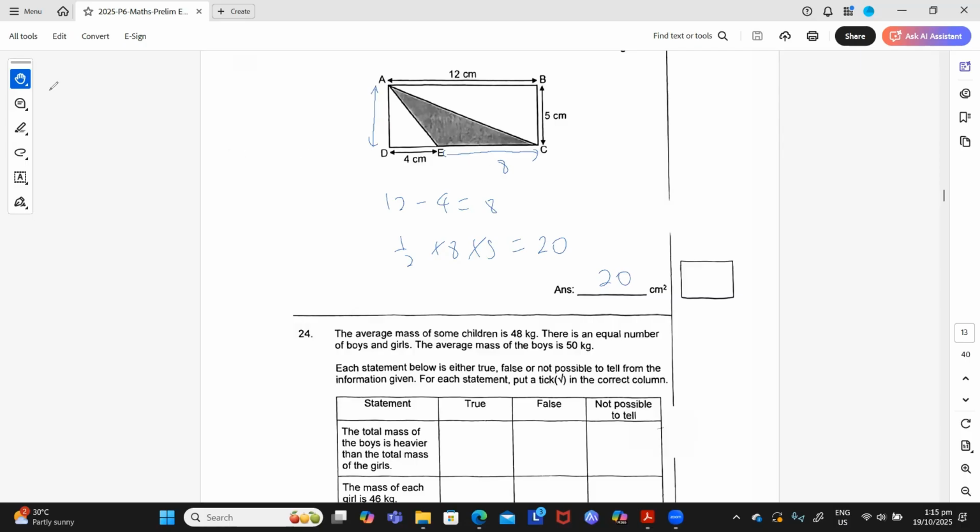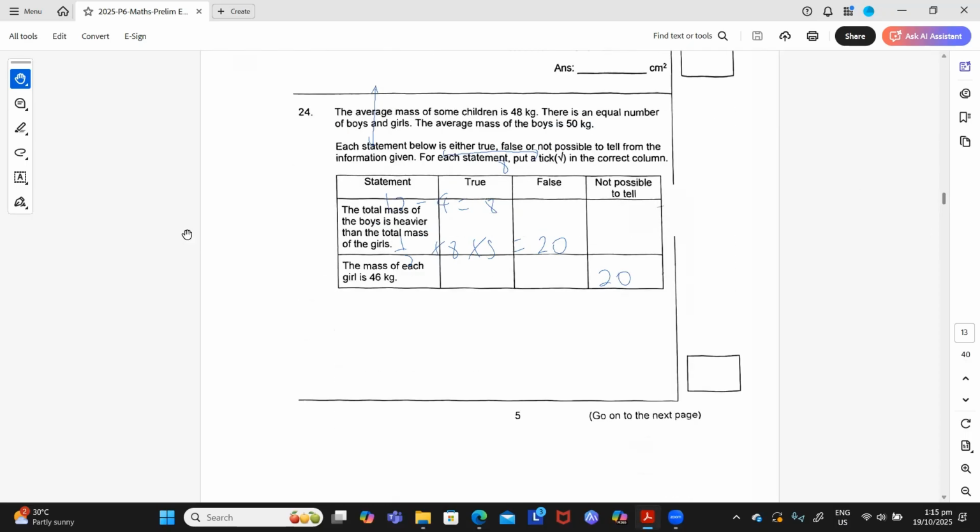Okay, now let's look at the next question, which is 24. So 24 is a bit of logical deduction. Now you read the question, it tells you that the total average is 48. Then when you divide the total into two groups, boys and girls, the average mass of the boys is 50 kg. So this is how you should think, okay? Right smack in the middle is 48 kg. That is when you put everyone together. But if the boys existed by themselves, you find the average is 50 kg.